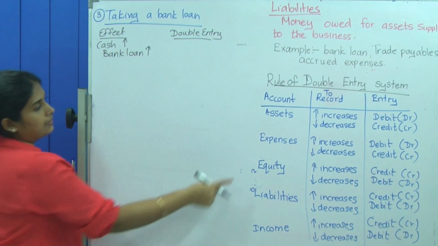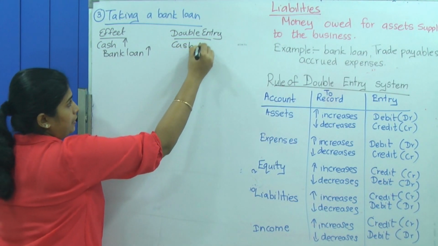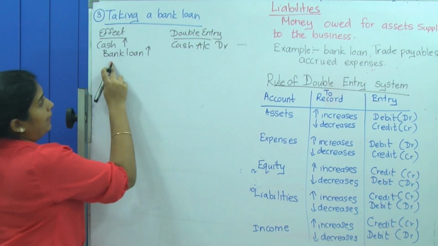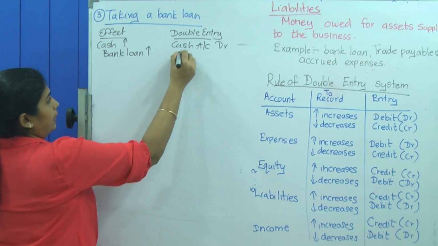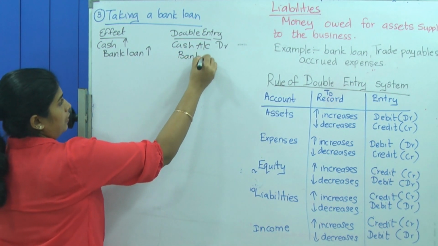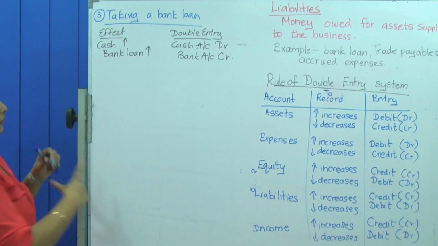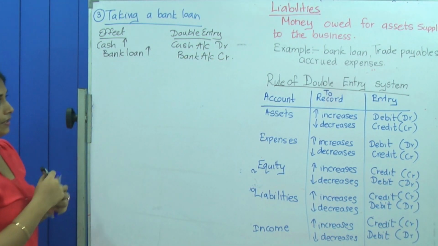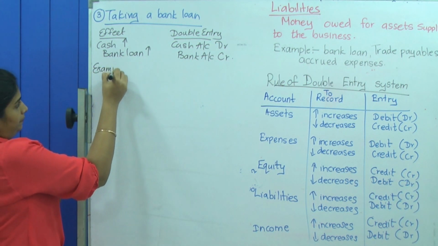Cash is an asset, so when cash increases, cash account will be debited. Bank loan is a liability. When a liability increases, it's on the bank loan account credit side. So when one entry is debit, the other entry is credit. So we'll do an example.